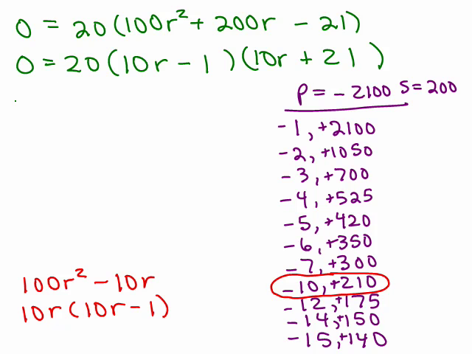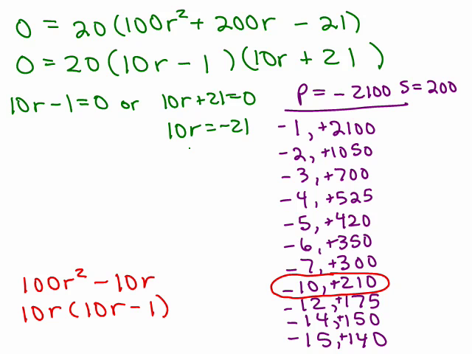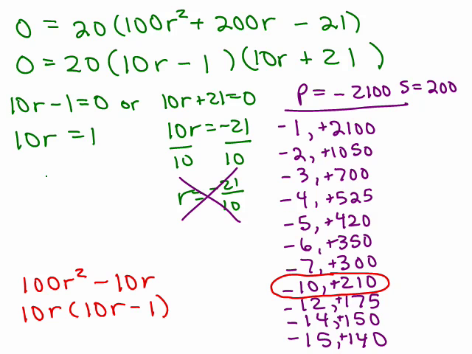All right, so then we take each of these factors that have a variable and set it equal to 0, and solve. Now this one is going to give you a negative rate, and interest rates can't be negative, so this one is not a possibility. All right, let's look over here. 10r is 1, so r is 1/10.